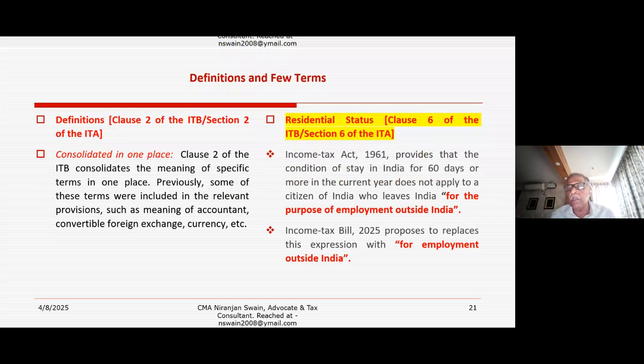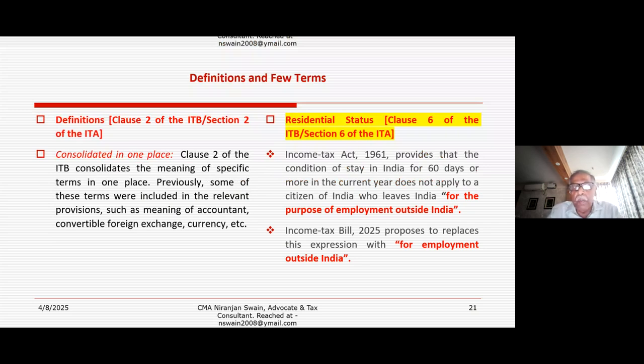And what happens? In case of any assessee, any person who is leaving India for the purpose of employment outside India, the word was there, for the purpose of employment. Purpose means the purpose for which you are going. So in place of 180 days, the criterion has been kept at 60 days. If you are outside India for more than 60 days, you will be treated as non-resident. Here 180 has been replaced with 60 days. So one of the conditions is the purpose of employment.